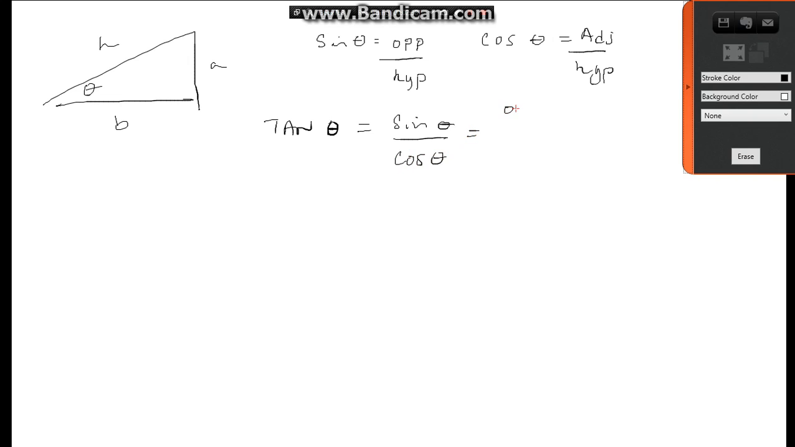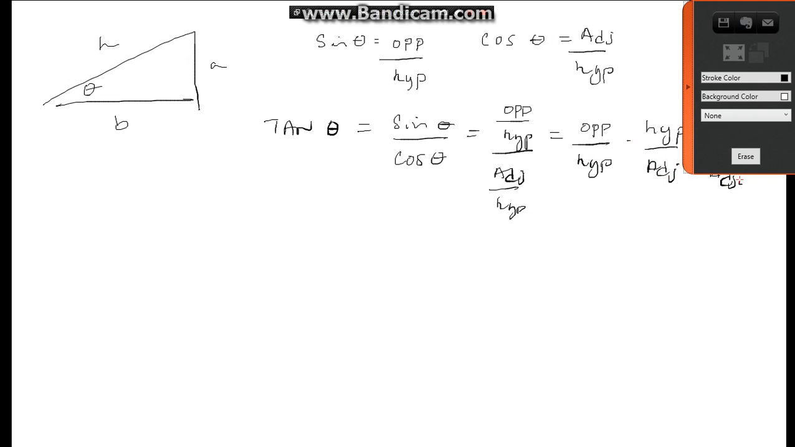If sine is opposite over hypotenuse and cosine is adjacent over hypotenuse, well, what do you do when you have a fraction divided by a fraction? Multiply by the reciprocal. So we have this. Notice your hypotenuses will factor out, leaving you opposite over adjacent. So this is where it all came from.